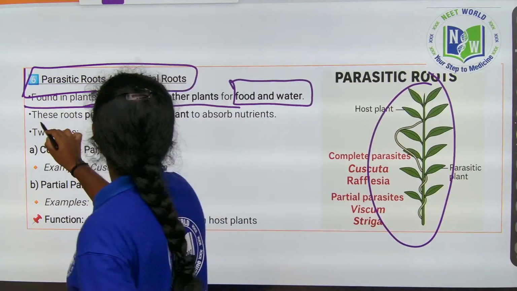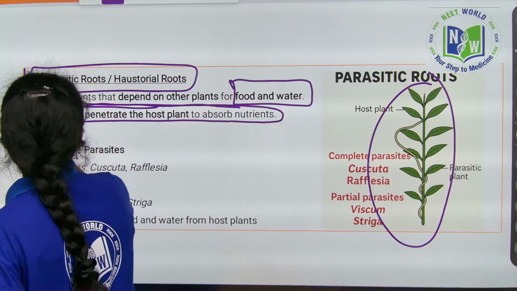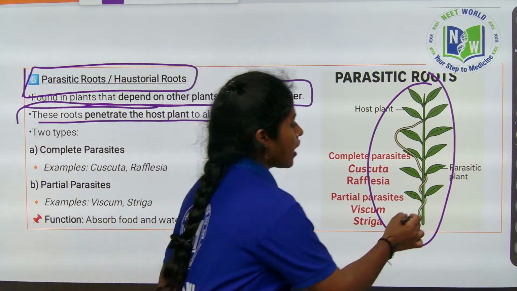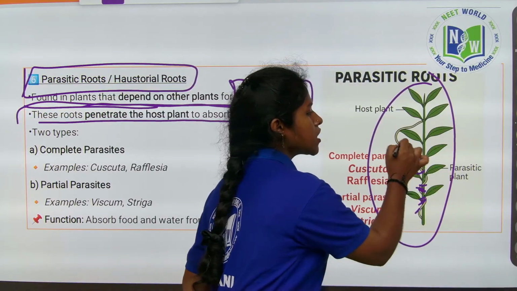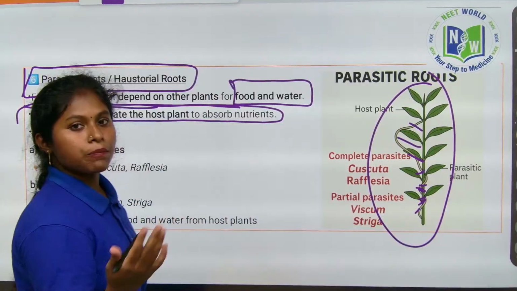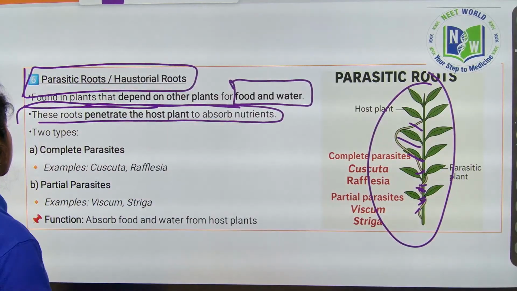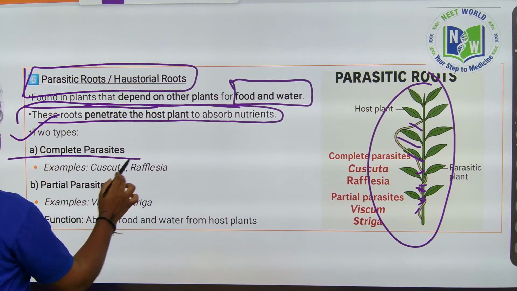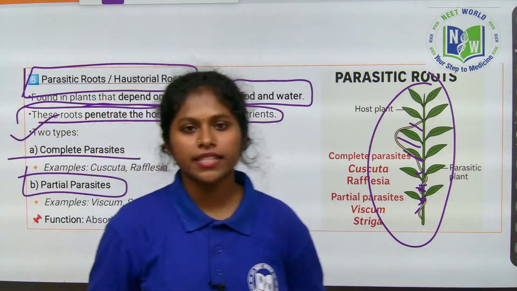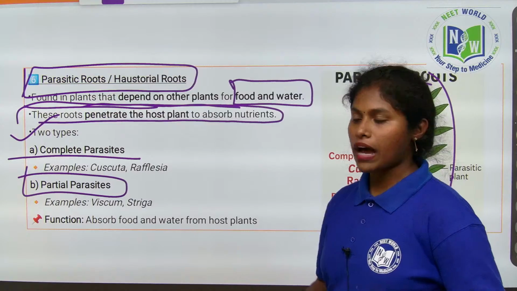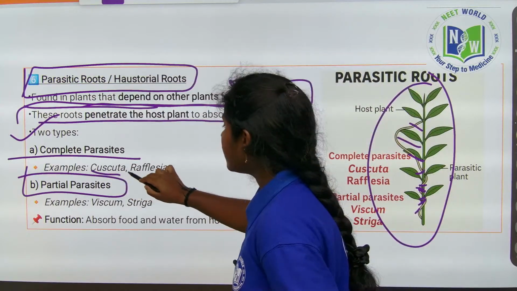These roots penetrate into the host plant to absorb nutrients. Whatever roots are present will penetrate into the host plant and absorb its water and also nutrients. There are two types: complete parasites and partial parasites. What are the examples of complete parasites? The complete parasite examples are Cuscuta and Rafflesia.